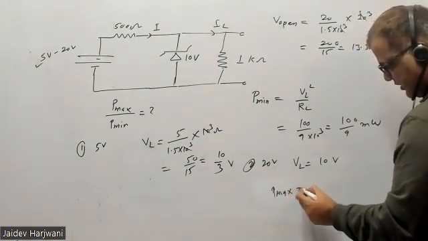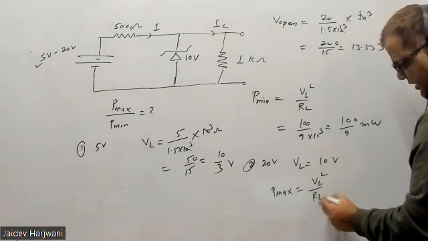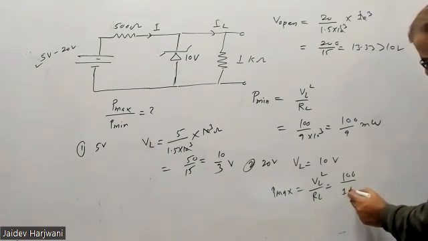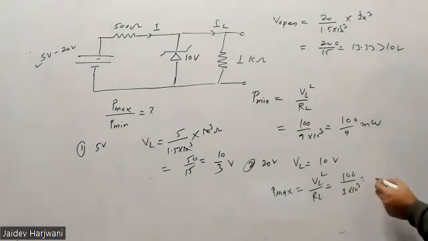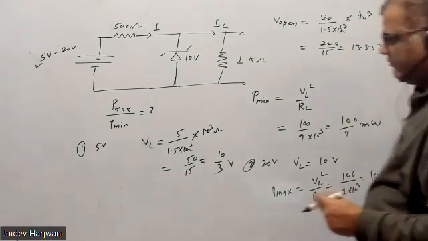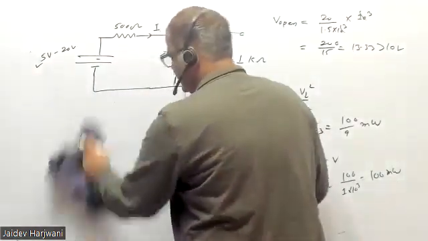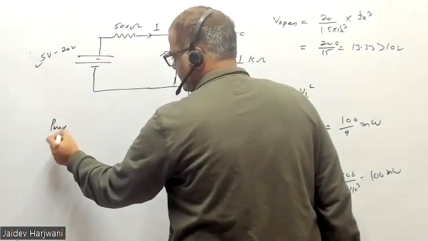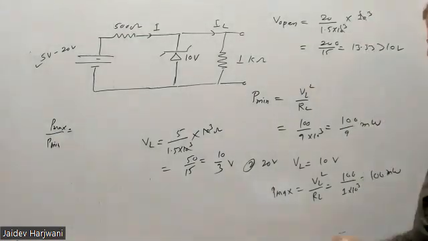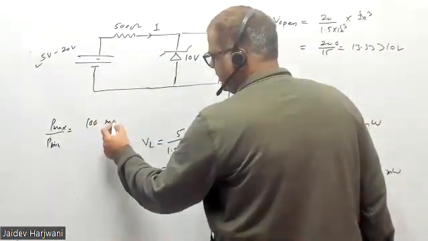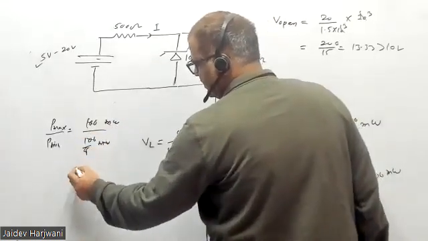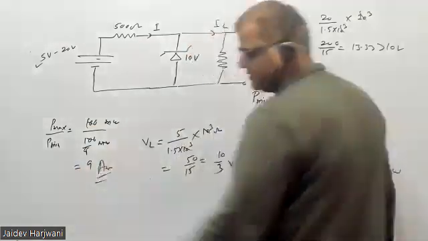Okay, and the P max will be what? P max will be your VL square upon RL. Okay, and this is your 100, and RL is again given as 1 kilo ohm. So this becomes 100 milliwatt. Now you want the ratio of P max to P minimum. This is 100 milliwatt, and this is 100 by 9 milliwatt. So the ratio will be 9. This is the answer.